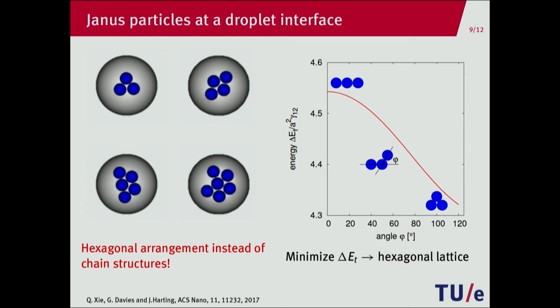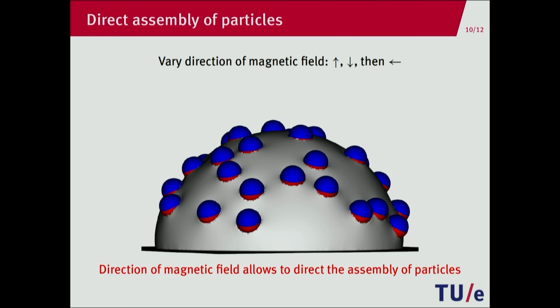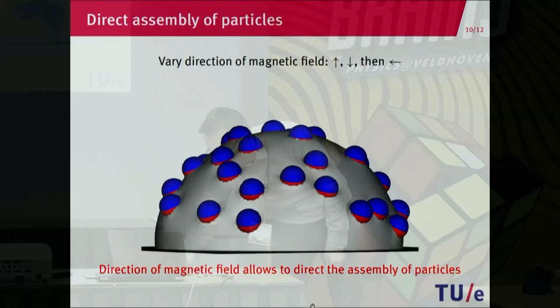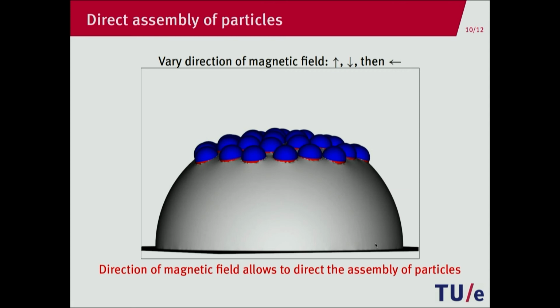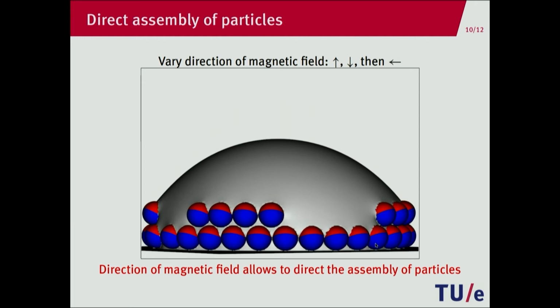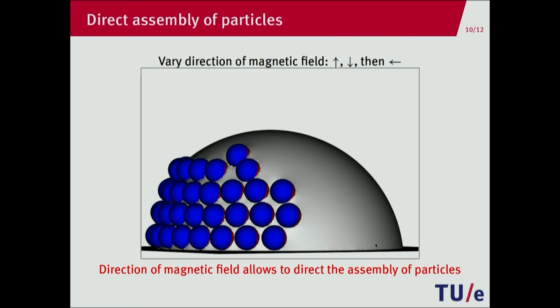And then now we begin to learn how we can relocate these particles by varying the direction of the magnetic field, pointing upward at first, then downward, then left. I show this movie. So first, the magnetic field is upwards, the particles move to the top. And from a hexagonal arrangement, then we turn the field downward, the particles go to the edge. And then we turn the field to the left, the particles move to the left. This shows we can direct the assembly of the particles at the drop interface just by varying the direction of the magnetic field.